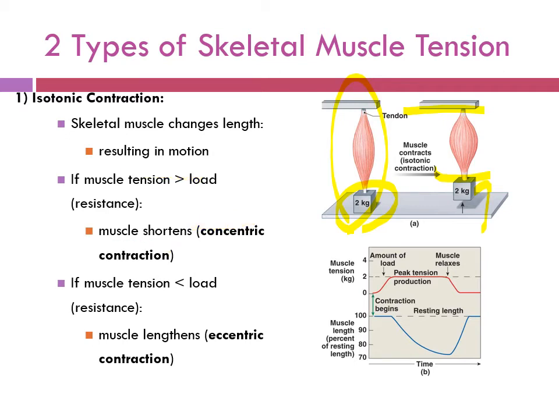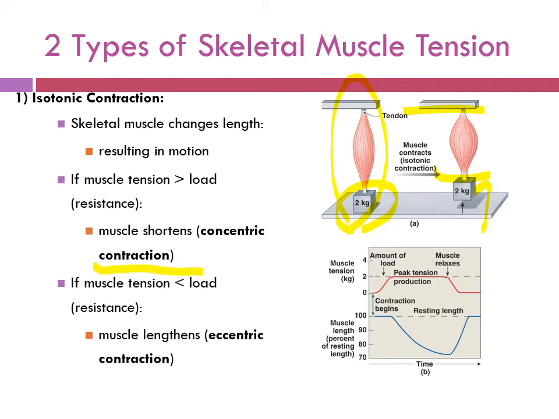If, on the other hand, muscle tension is less than the load, so say you put a 100-pound weight in your hand and your elbow is at 90 degrees, and that weight is too heavy for you to lift, so you're still contracting your muscle, but your muscle is lengthening at the same time, then that is called an eccentric contraction.